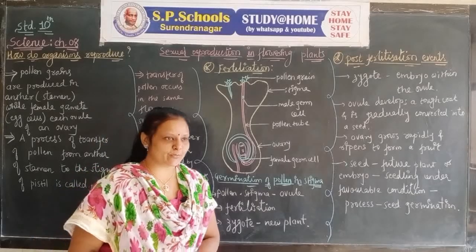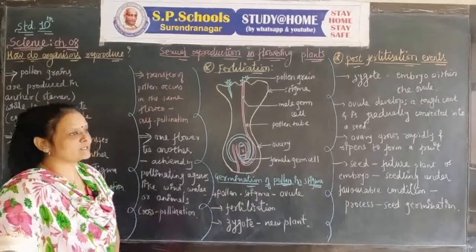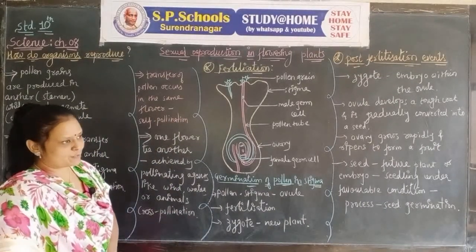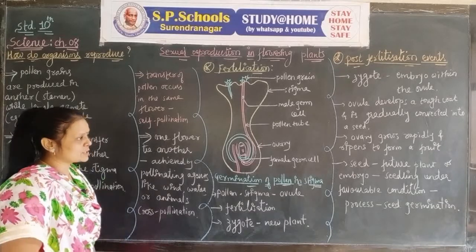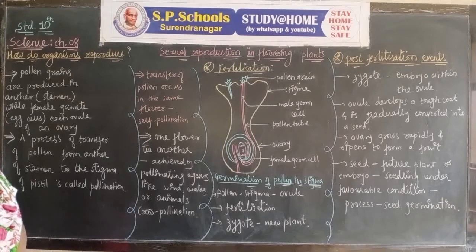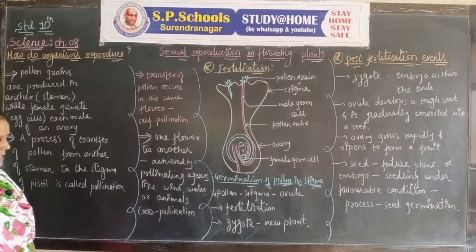Friends, in chapter number 8, how do organisms reproduce? Let's continue with the topic 8.3, sexual reproduction in flowering plants, and the question is already given: explain sexual reproduction in flowering plants.